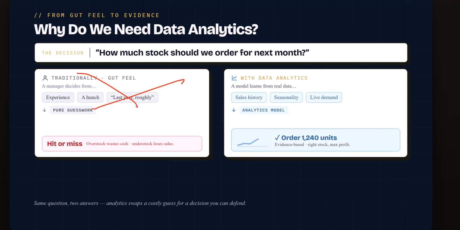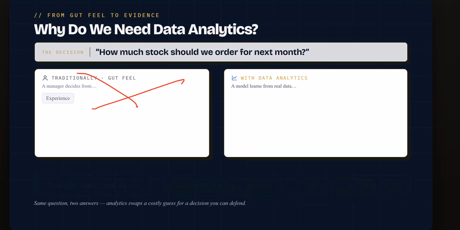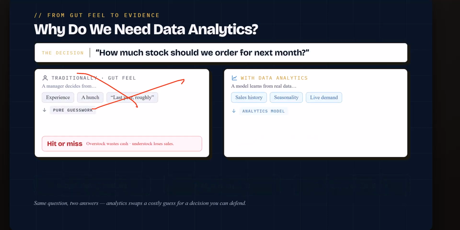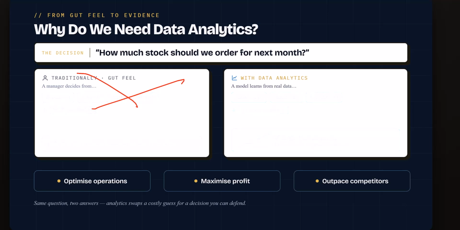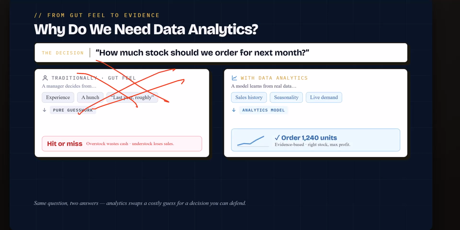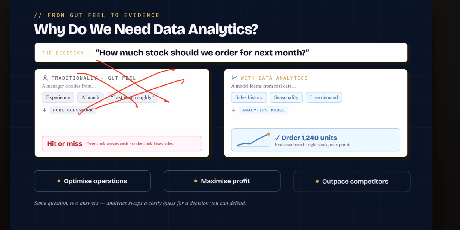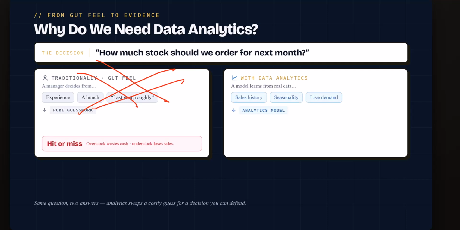Instead of using a hunch, we use a model that learns from real, tangible evidence, which is the historical data. We account for seasonality and we look at the live demand signal, which is we utilize the whole data to draw the conclusion, right? So the result is not a guess. It is a model telling us to order exactly 1,240 units, and when the model says order 1,240 units, it is actually evidence-based.